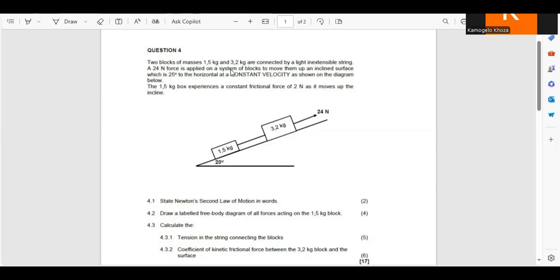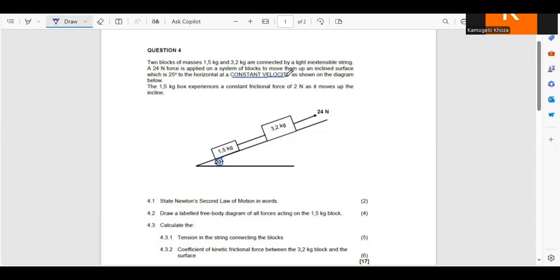All right, starting off with question 4, we're given two blocks of masses 1,5 kg and 3,2 kg, and they're connected by a light inextensible string. A 24 newton force is applied on the system of blocks to move them up the incline, right? And they are moving up at a constant velocity.